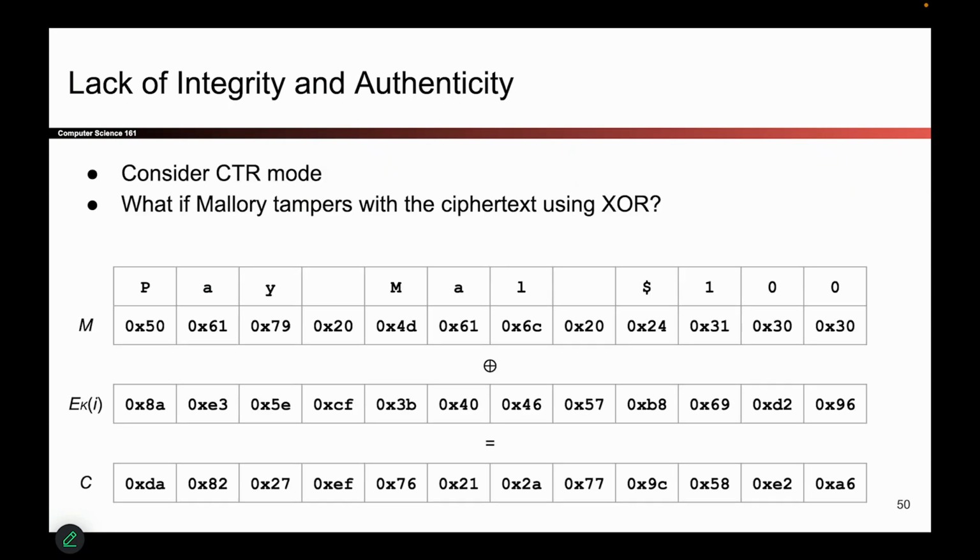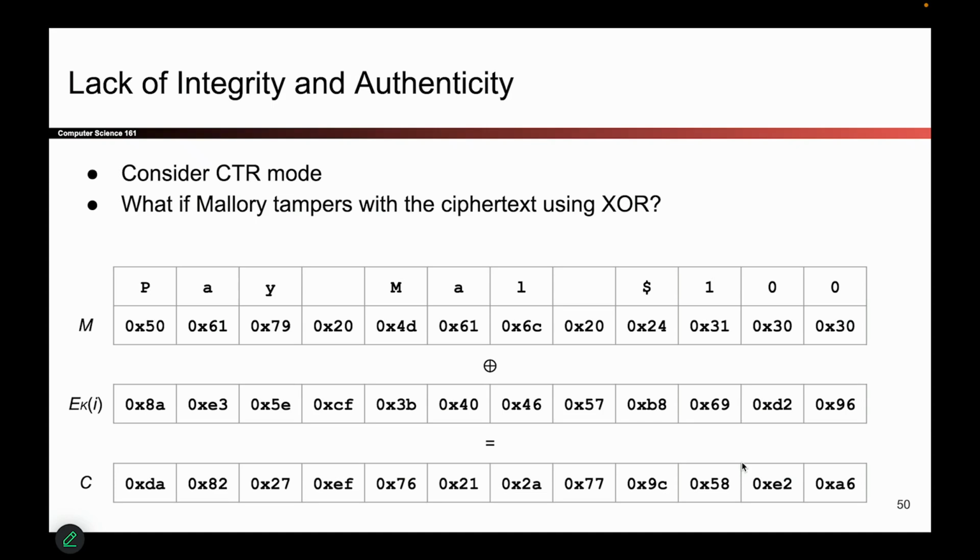So to give a concrete example of what that looks like, let's say we're using CTR mode. And remember, the way you use CTR mode is you take your message, you take some pad, and this pad was generated by using the block cipher. So I encrypt with key K, and then I pass in some counter and some nonce. And then I do a one-time pad XOR between the message and the encryption, and I get the corresponding ciphertext. So let's say that the message that Alice sent to Bob is this message, pay Mal $100. She generated this random looking pad, and then she got this ciphertext.